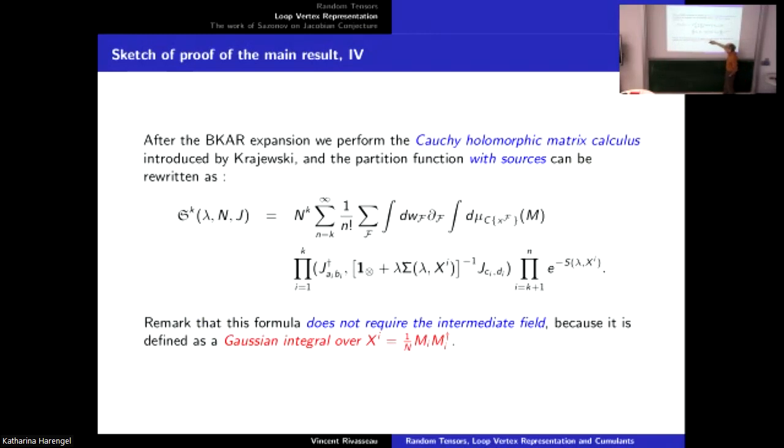That does not require the intermediate field. No question? Will you later tell us about Kmax?